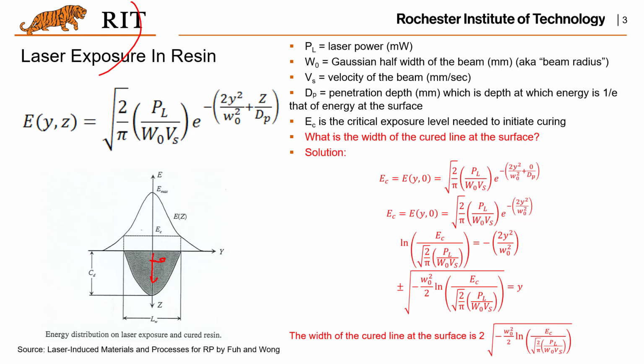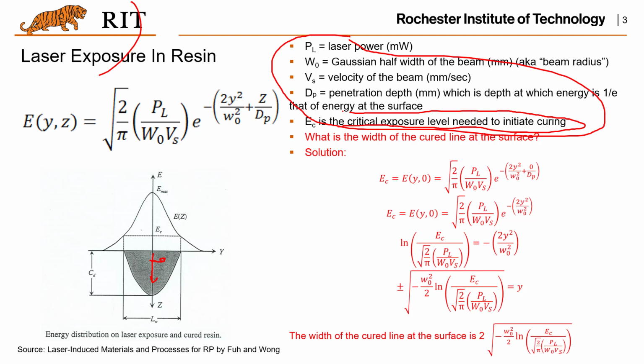Basically we have all this information known: the laser power, the Gaussian half width of the beam, velocity of the beam, penetration depth, and also the critical exposure level needed to initiate the curing. So this EC is also known. It is related to the material property, the property of photopolymers. With these known, what is the width of the cured line at the surface? How could we compute it?